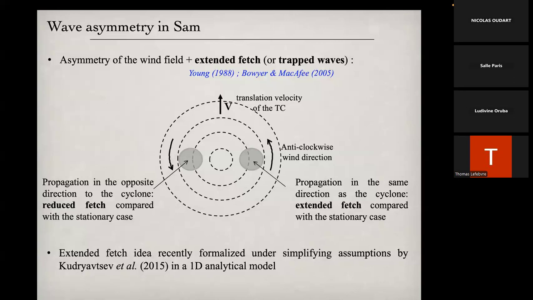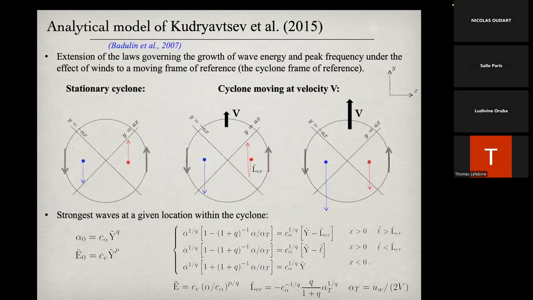This extended fetch theory has been recently formalized using simplifying assumptions by Kudryavtsev et al. in 2015, in a one-dimensional model. This model is actually an extension of the similarity laws for wave growth, an extension to a moving frame of reference. I mean the frame of reference of the cyclone.